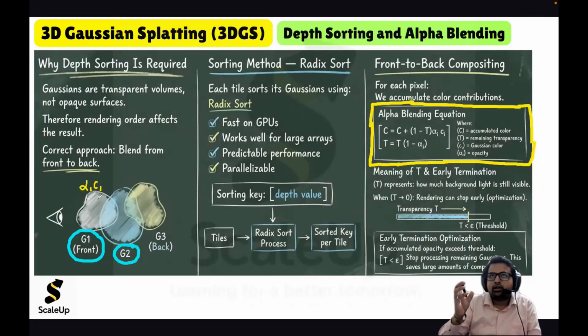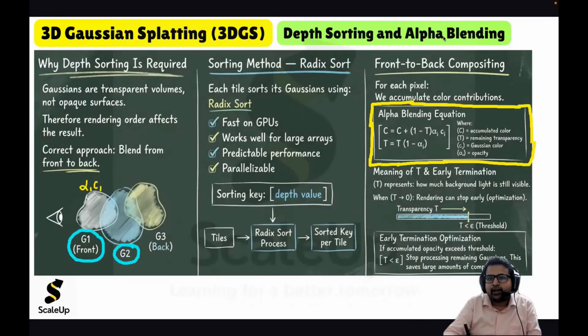If G1 is 70% solid, then G2 will be 30% transparent. If it is 80% solid, then G2 will be only 20% transparent. So the remaining transparency will depend on alpha 1 for G2.